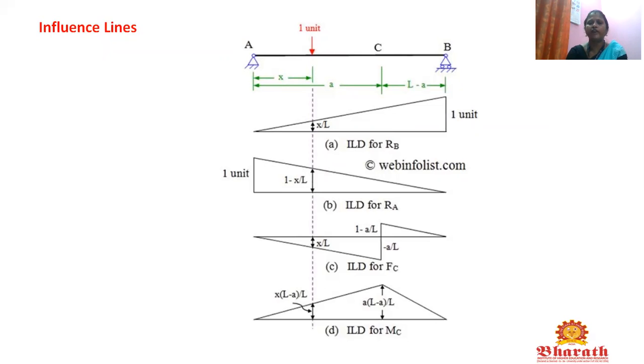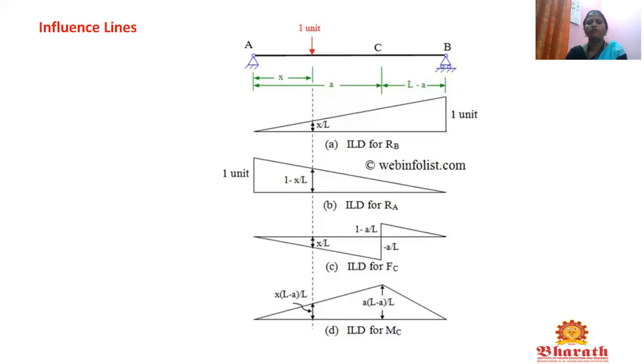First we want to find the reaction at B. If we find the reaction at B, it is 1 when the unit load is at B, so the reaction acting at point B is 1 unit. It is drawn in this picture. At the unit load position, the reaction is x divided by L, where x is the distance of the unit load and L is the total distance. So this is the influence line diagram for reaction B.